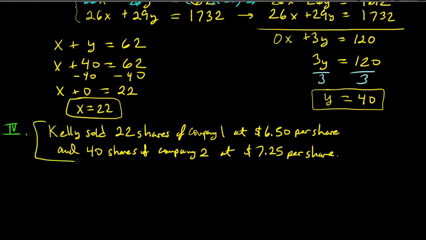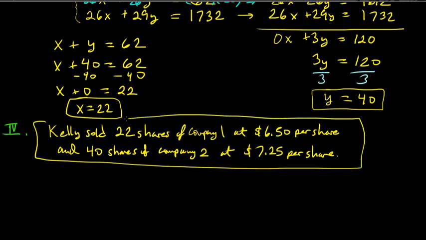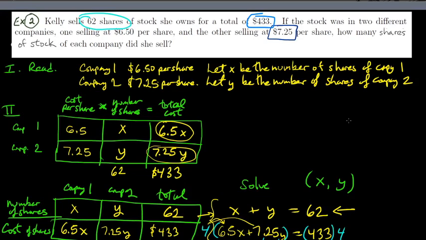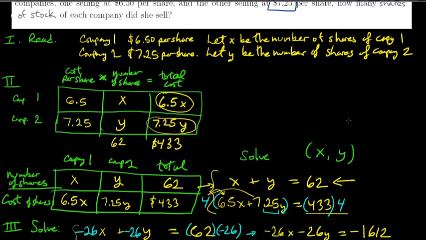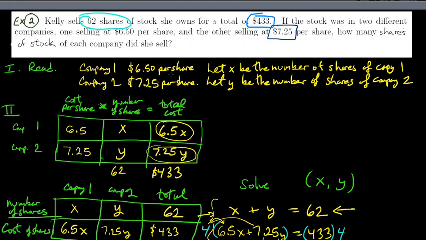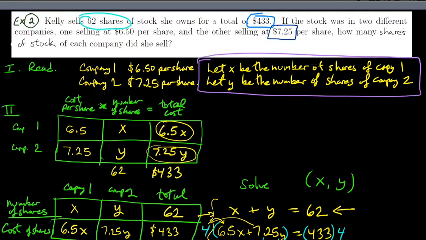And that should answer the question. Does that make sense? So again, step 1, declare your variables. So I did that here. I let X be the number of shares for the first company, the 650, and Y is the number of shares for the second company, that's the 725, right?